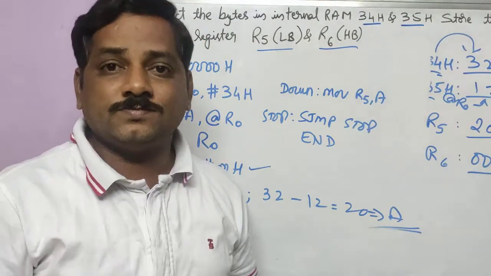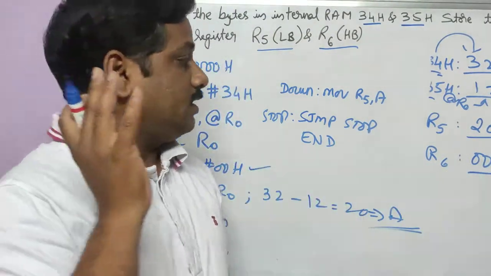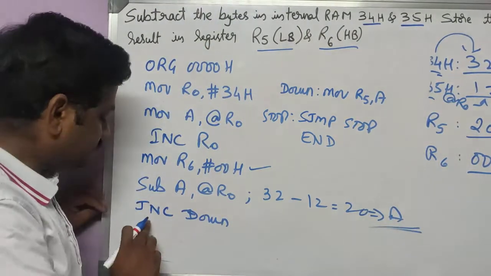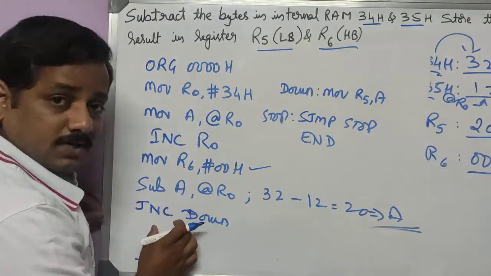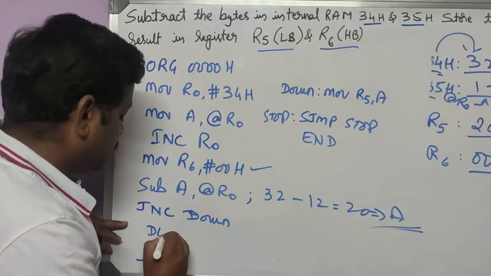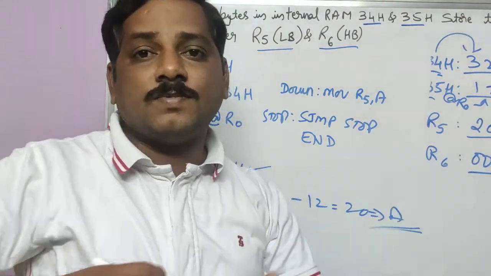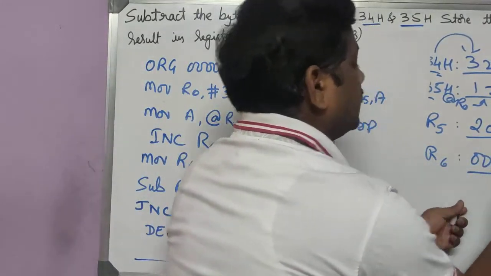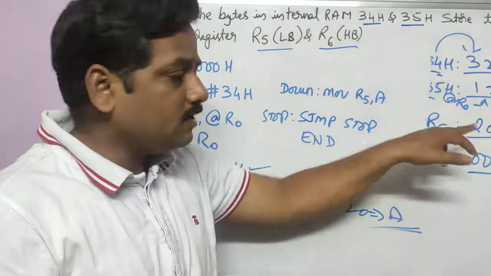But if there is a carry, what has to be done? If there is a carry, this R6 should not be 0. We just need to indicate that there is a borrow. So if there is a carry, it will come out of this. If there is no carry, it will jump here directly, store that result here and stop. But if there is a carry, it will come to the next line. Here you can write decrement R6. I'll just decrement R6, so R6 will become 0 minus 1. It will be FF. So if there is a carry, you will get FF. And then it will go to this line. Move the content of accumulator to R5. It will be moved here and stop.